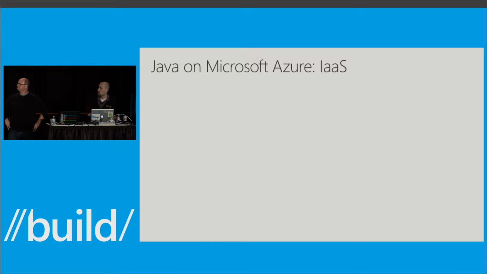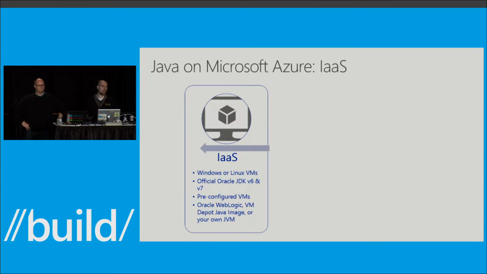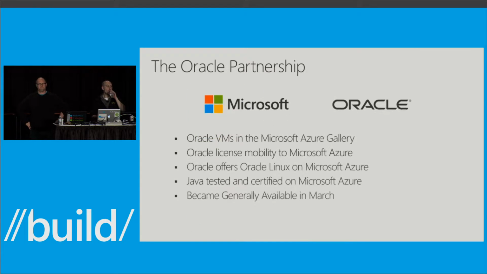So the first thing we'll talk about is IaaS. And again, IaaS is virtual machines. Microsoft Azure has really easy ways to create Windows and Linux VMs. Due to the partnership with Oracle, you can also use the official Oracle JDK, which is version 6 and 7. We've got pre-configured VMs, which we're going to look at, which means it's really very, very simple to set up and spin up your own VM.